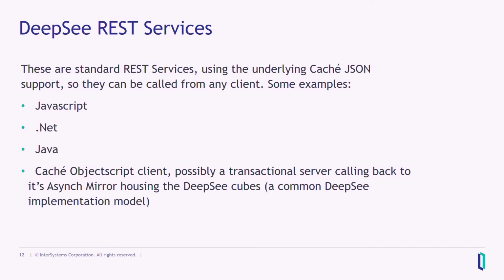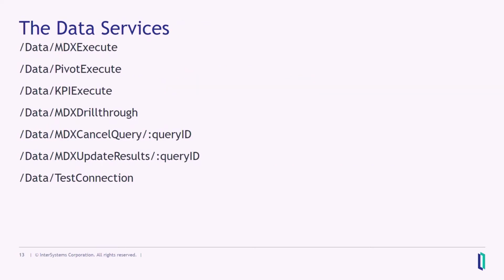Broadly speaking, the REST services are broken down into two different types. The first type is data services. So data services allow you to, for example, execute an MDX query, execute a pivot table, do drill through. Drill through, if you remember, is this operation where you go from the cube through to the underlying transactions, which is what I showed you a couple of minutes ago.